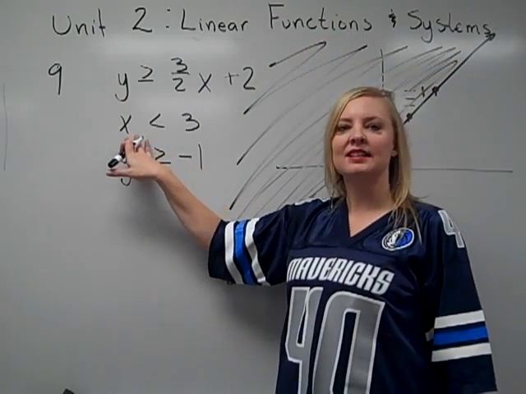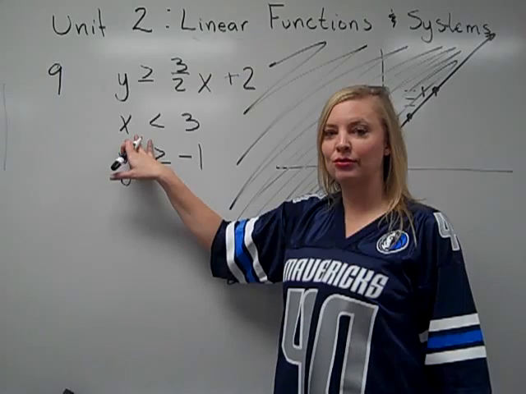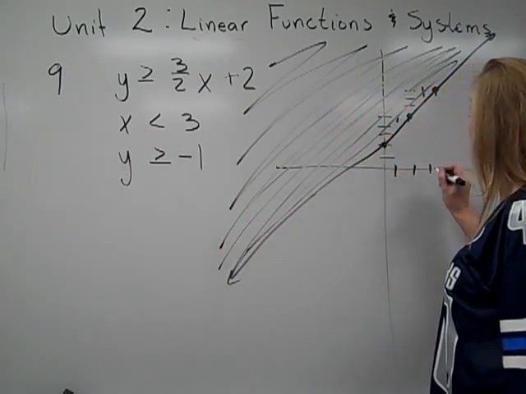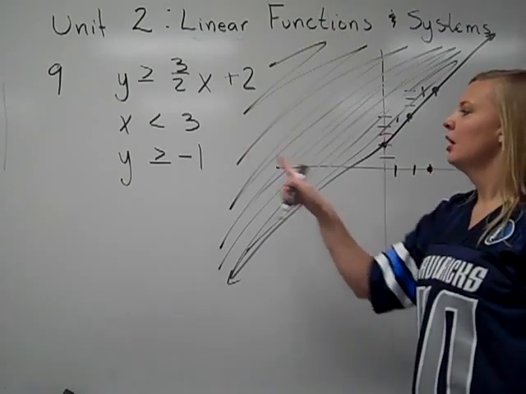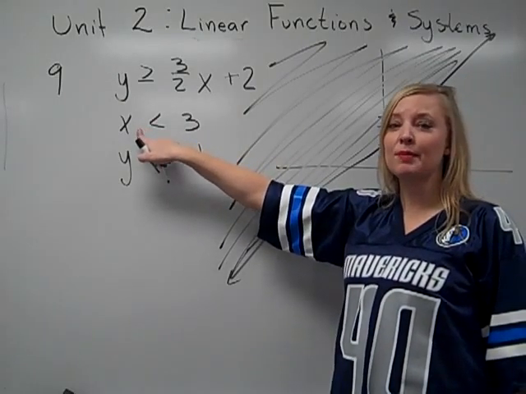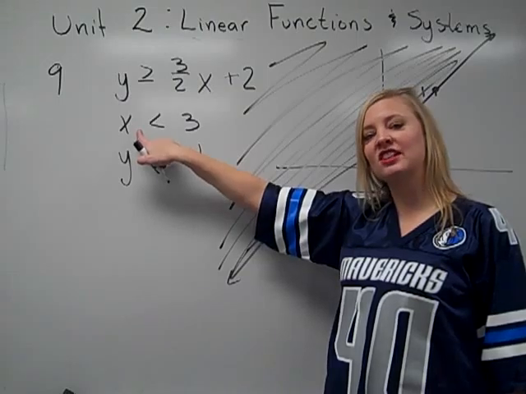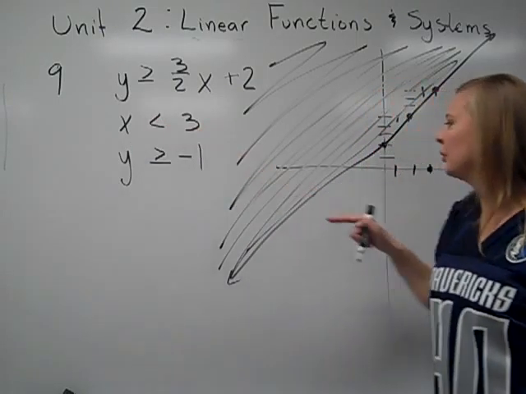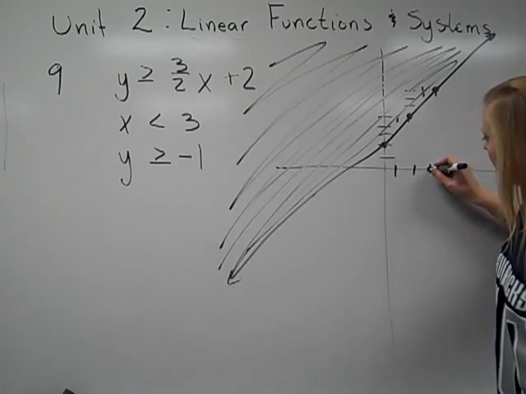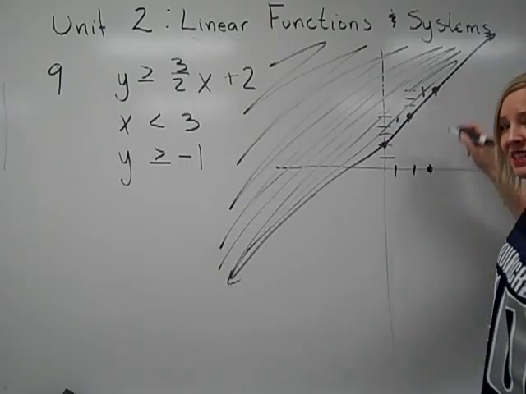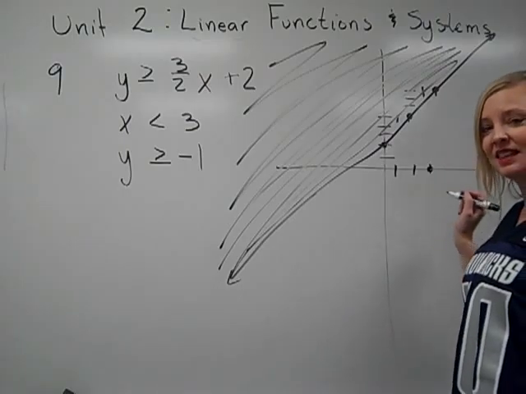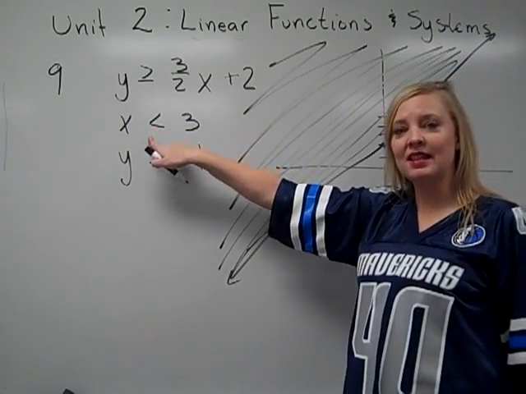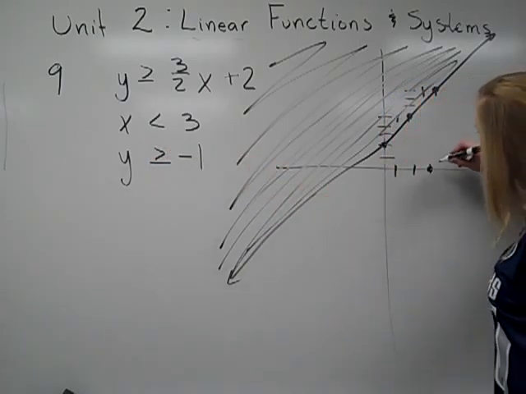Our next line is x is less than 3. Going over to x is 3, 1, 2, 3. What this says is we don't care about what the y value is, as long as anywhere on the line, x is always 3. So we're going to jump into the 3 slot, and we can go up and down anywhere we want. Y can be anything, but we have to stay in this slot. Because we're just less than, it's a dotted line. You're never actually on the mark.